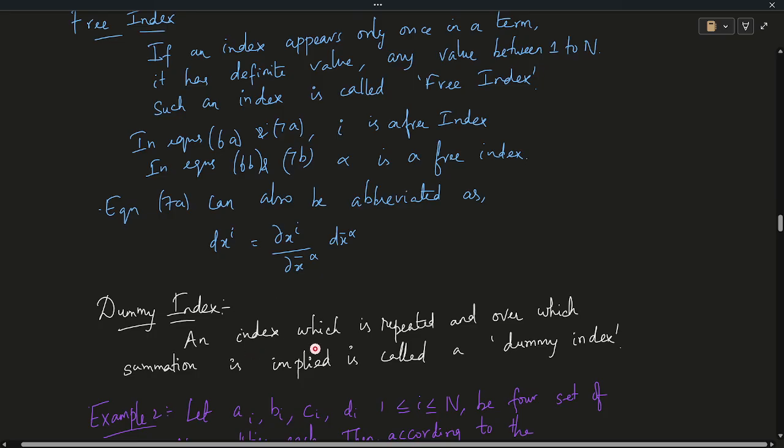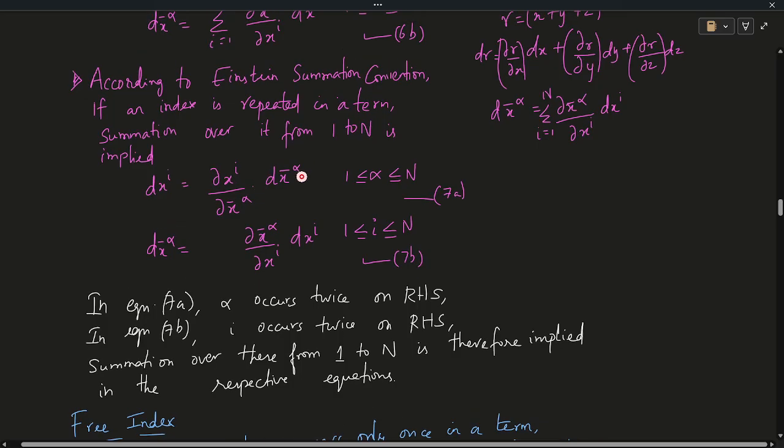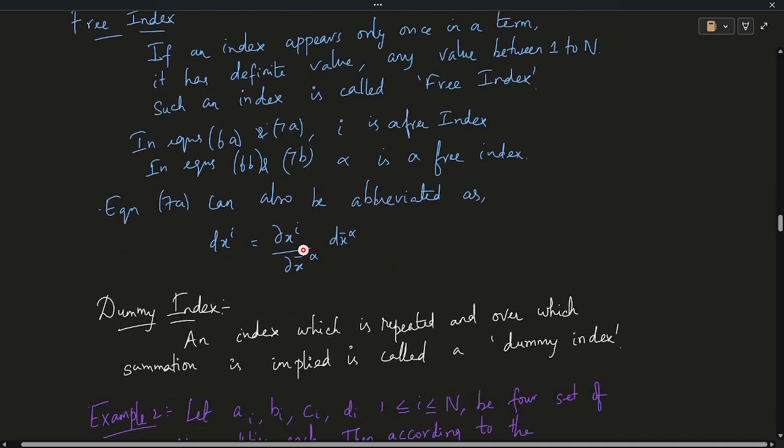Now we'll understand the dummy index. What is a dummy index? If any index is repeated more than once, then we can call it a dummy index. Obviously alpha repeats here, so alpha is the dummy index here. i repeats here, so i is the dummy index here.